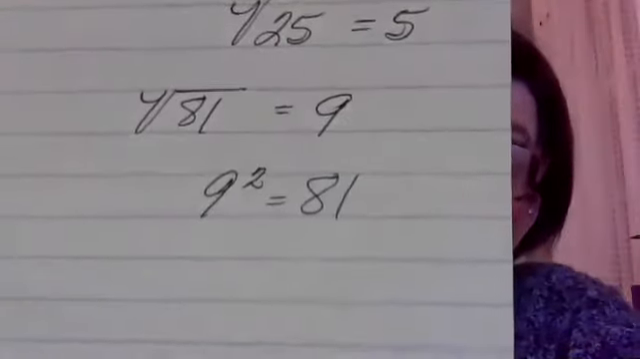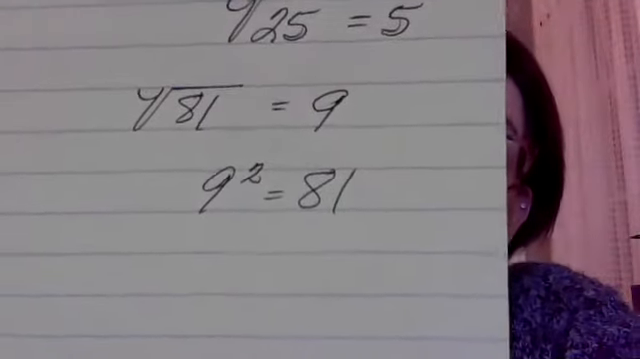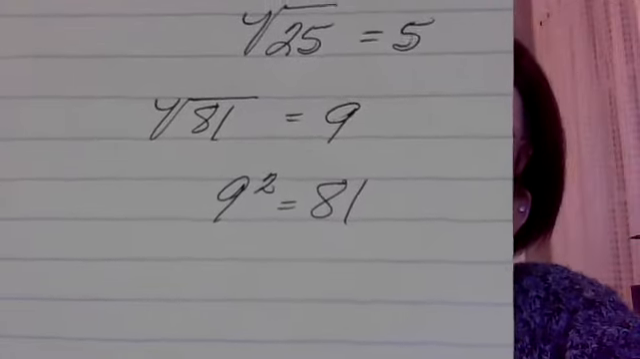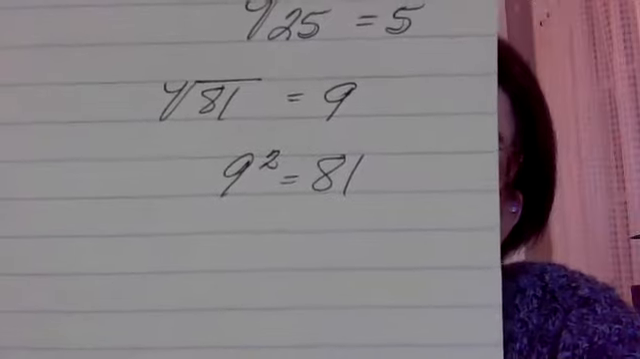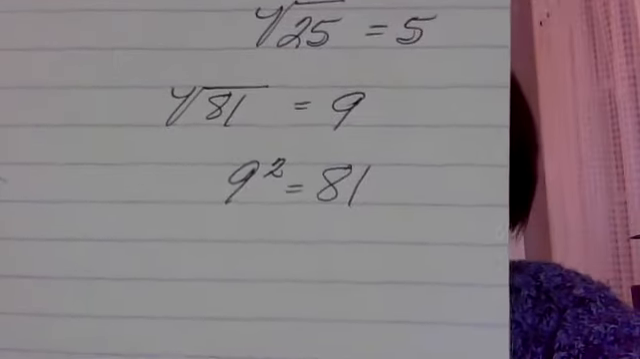So it's going to be 9 in this case, because the opposite way of writing this is 9 squared gives me 81. So the square root of 81 gives me 9. Do you see how it works backwards and forwards? Yes. Okay. Now let's move to cubed root.